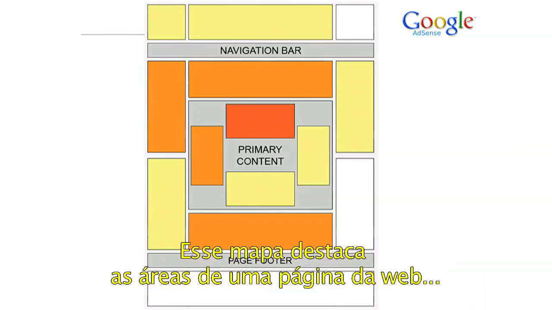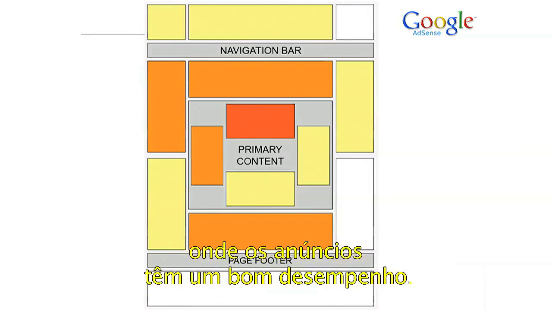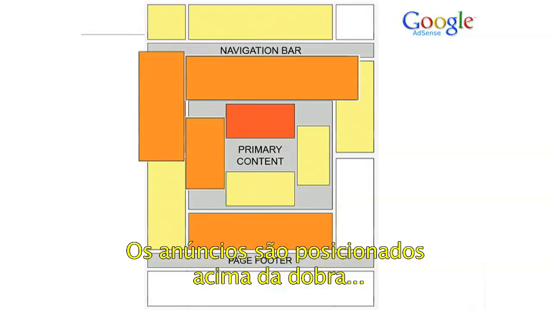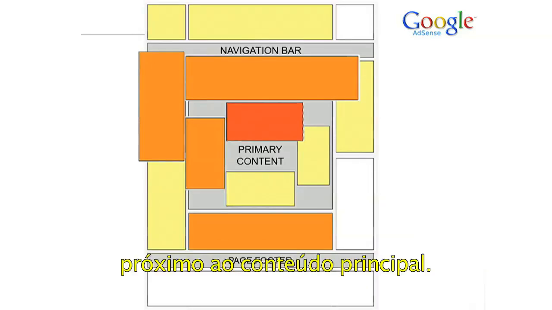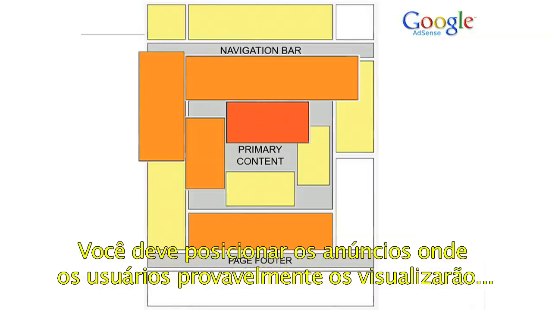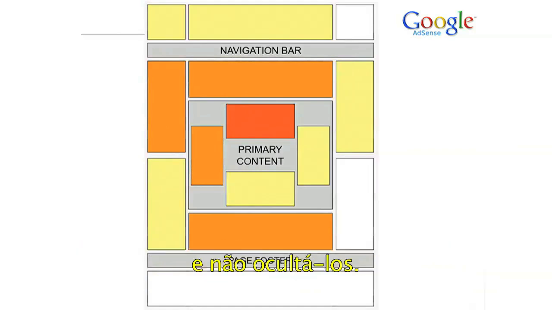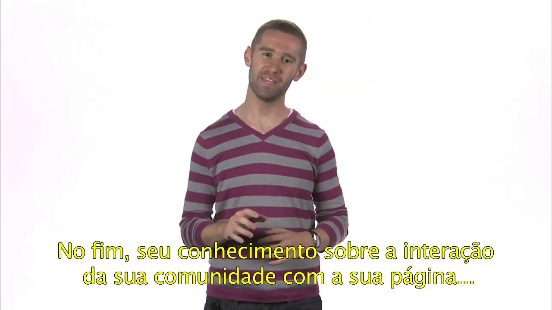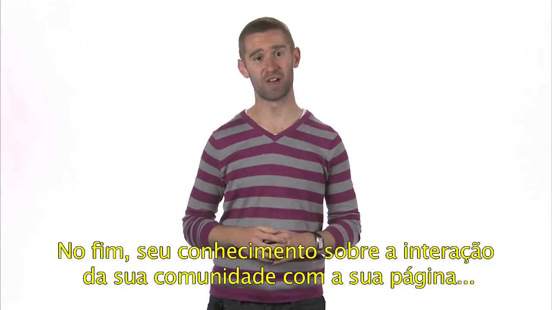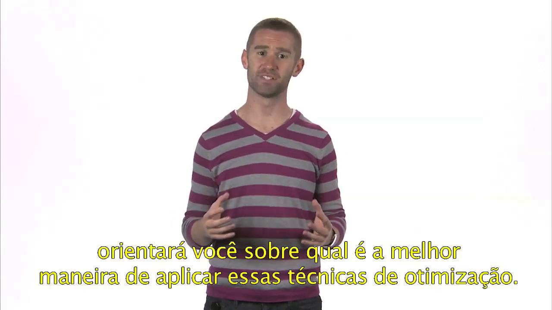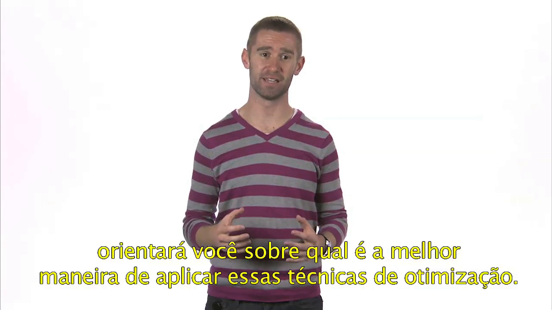This heat map highlights the areas on a web page where ads perform well. Ads are ideally placed above the fold and close to your primary content. You should place ads where your users are most likely to look and not hide them away. At the end of the day, your knowledge of how your community interacts with your page will guide you on how to best apply these optimization techniques.